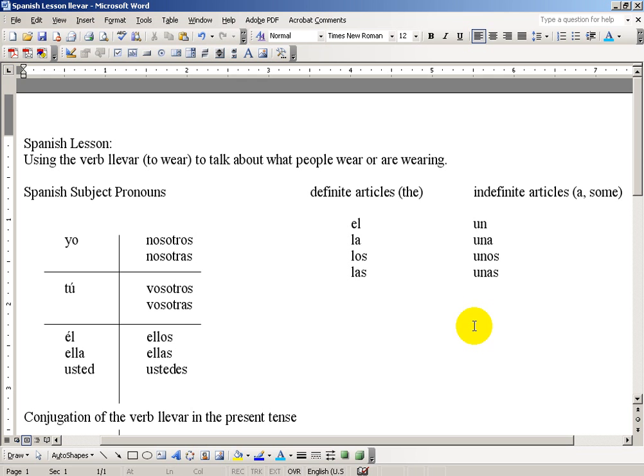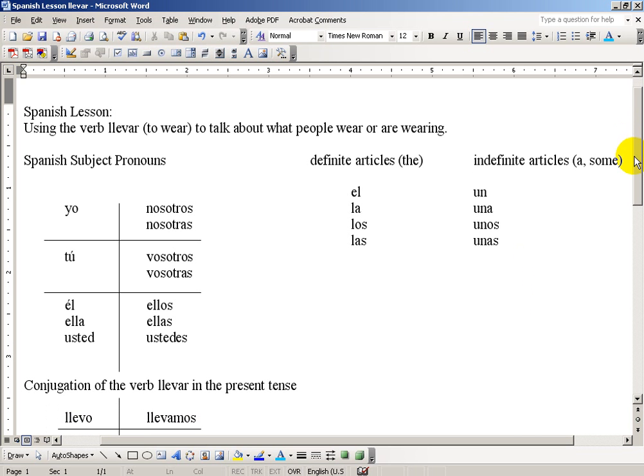So on the left-hand side of your screen, you see that we have the Spanish subject pronouns. If you haven't learned these yet, then you need to go back and do that first. But I'm going to review it really quick for you. So yo means I, tú is you, informal, él is he, ella, she, usted is you, formal, nosotros and nosotras both mean we, vosotros and vosotras both mean you, plural, used in Spain, and then ellos and ellas both mean they, and ustedes means you, plural. So we need to know that in order to conjugate the verb or use the verb successfully. So make sure you have that information down.